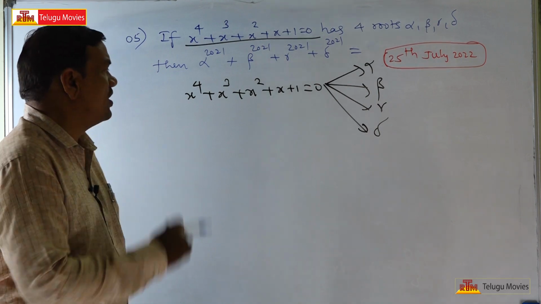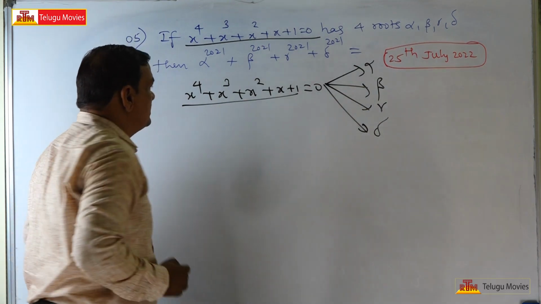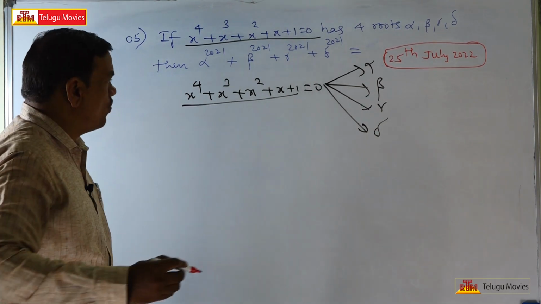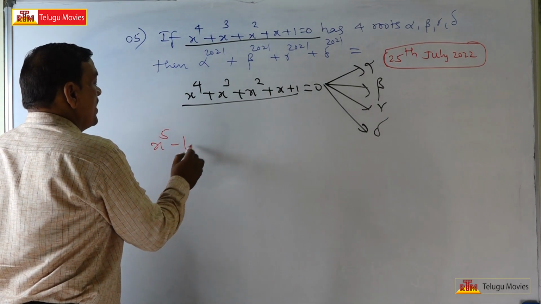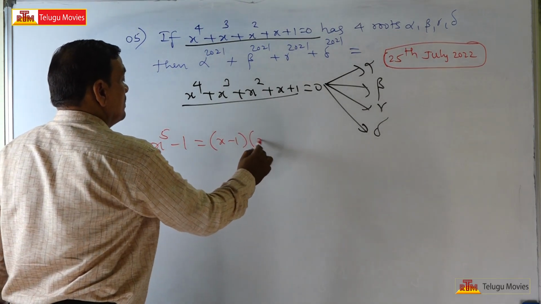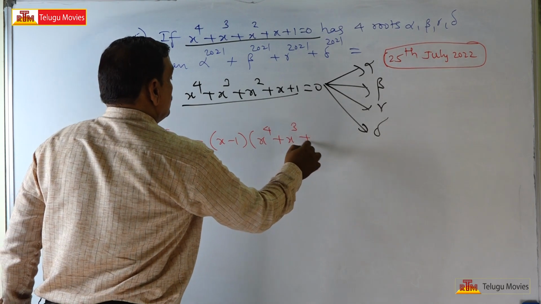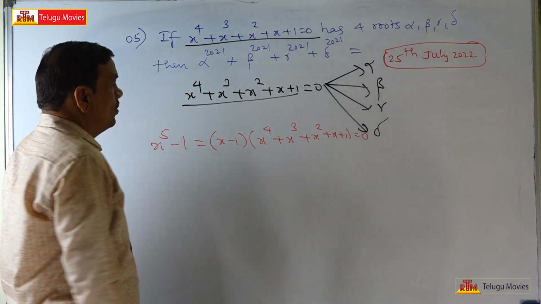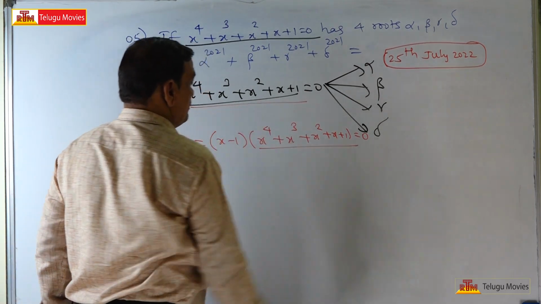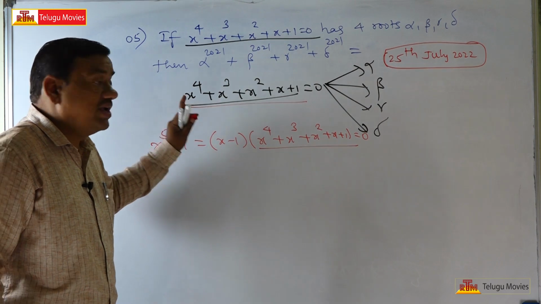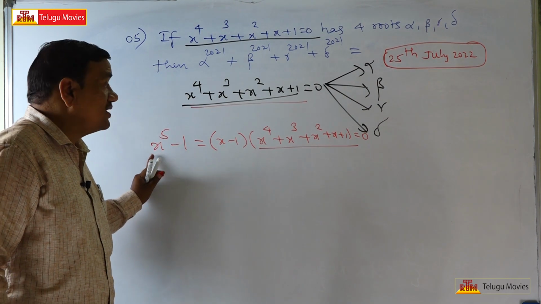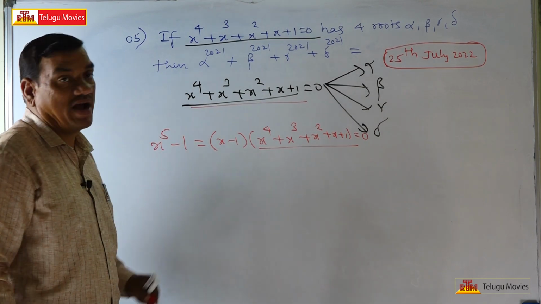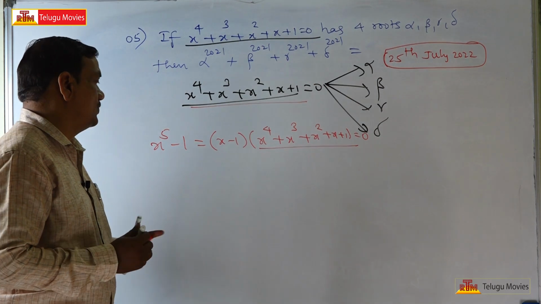But if you observe this expansion, x power 4 plus x cube plus x square plus x plus 1, what is the expansion of x power 5 minus 1? This is nothing but x minus 1 into x power 4 plus x cube plus x square plus x plus 1 is equal to 0. So immediately you have to remember that this is one of the factors of the expansion of x power 5 minus 1.